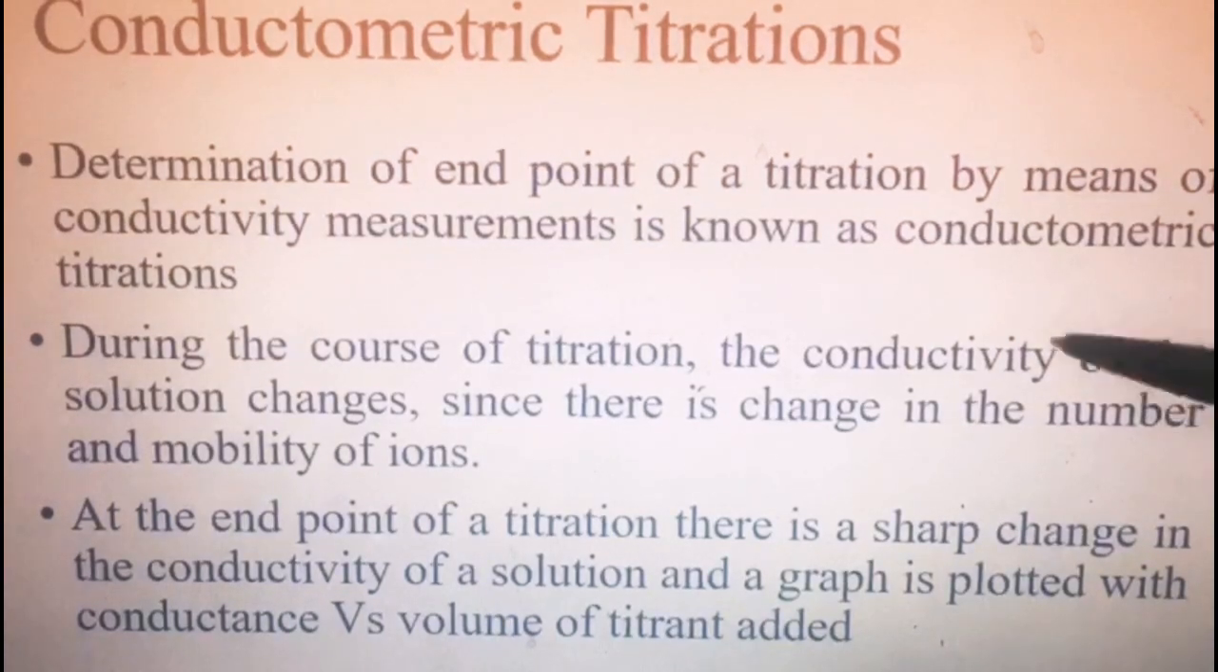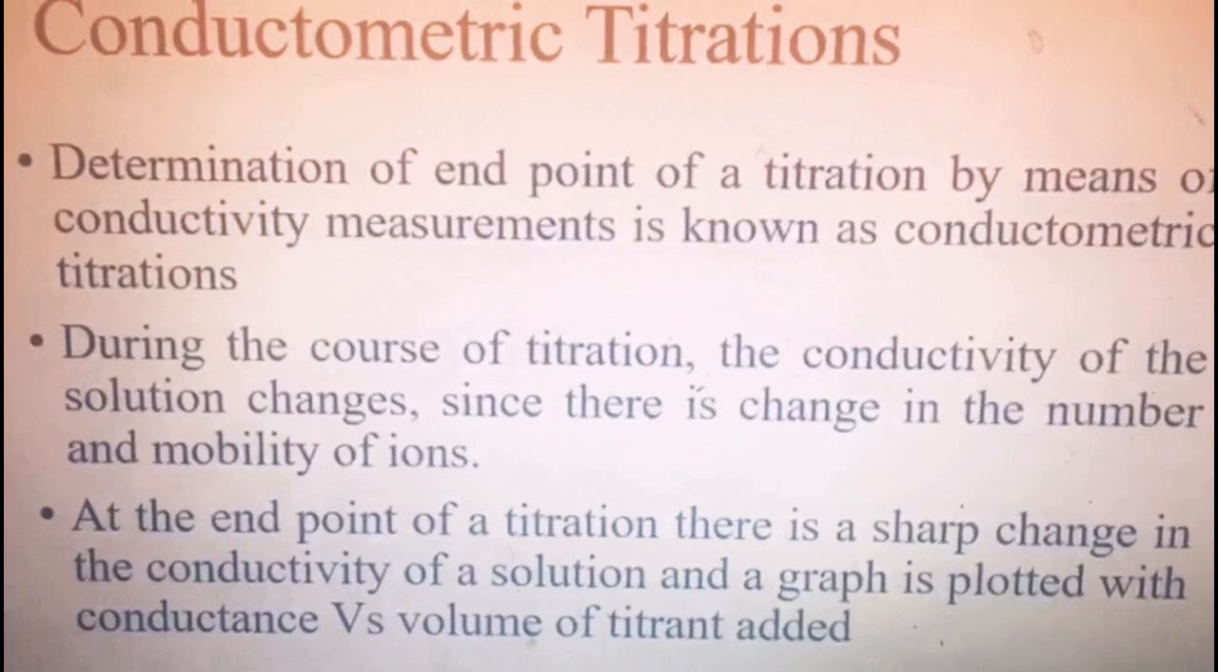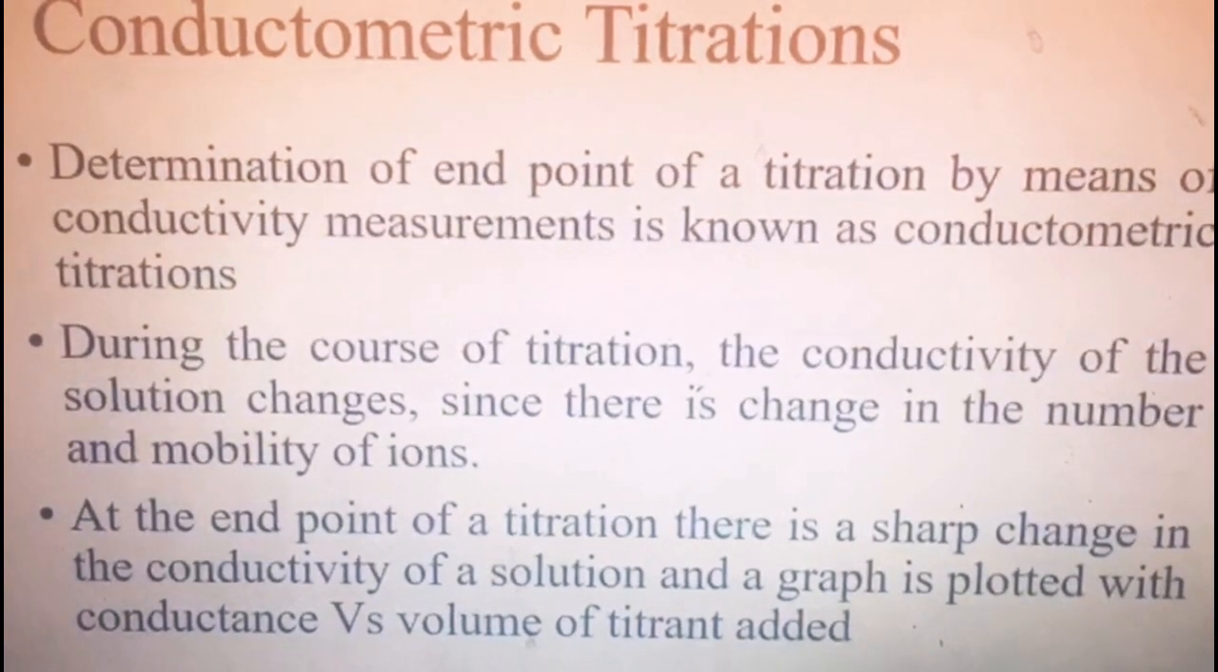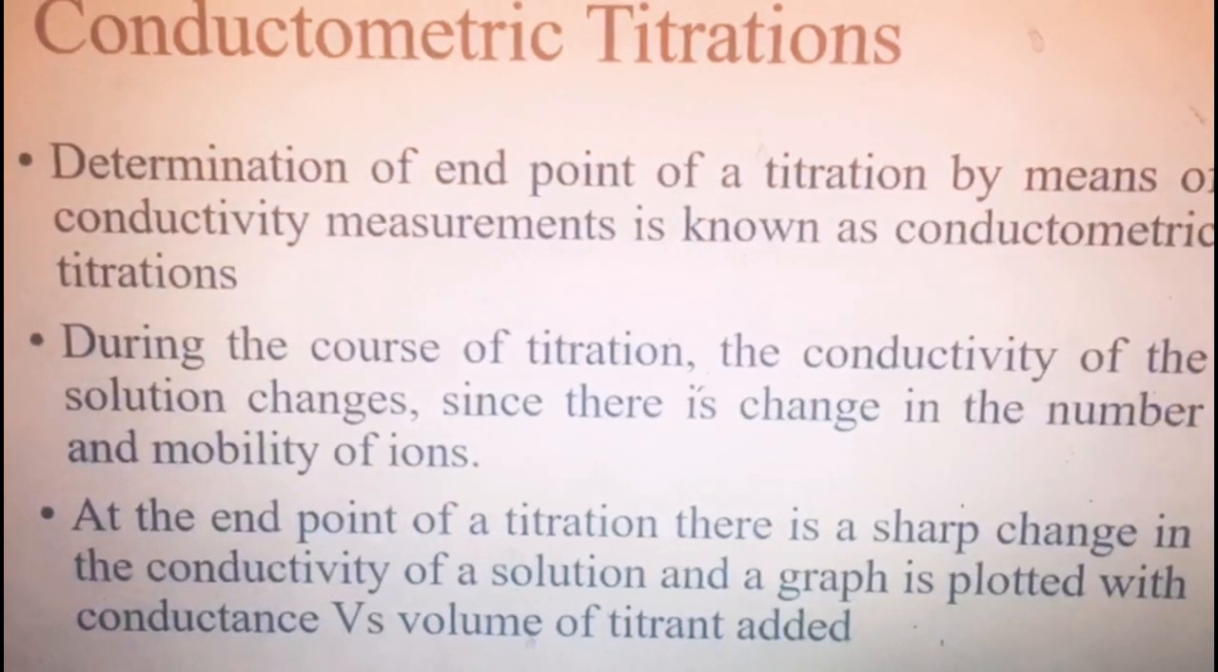During the course of the titration, the conductivity of the solution changes since there is a change in the number and mobility of ions. Conductivity depends upon the number and mobility of ions. We know as the number increases and the ions can move freely, the conductance increases. Therefore, conductometric titration depends upon the number and mobility. Number means if more ions are there, the conductance will be more. If the mobility or the speed of the ion is more, the conductance will be more.